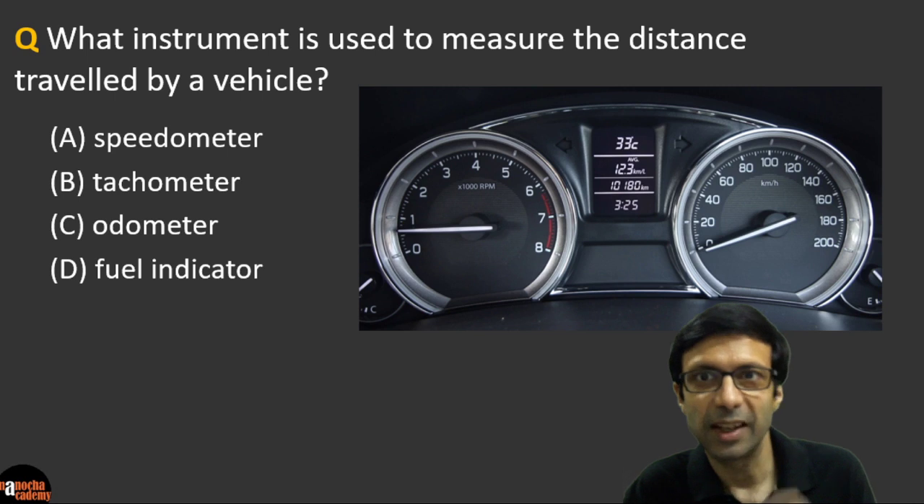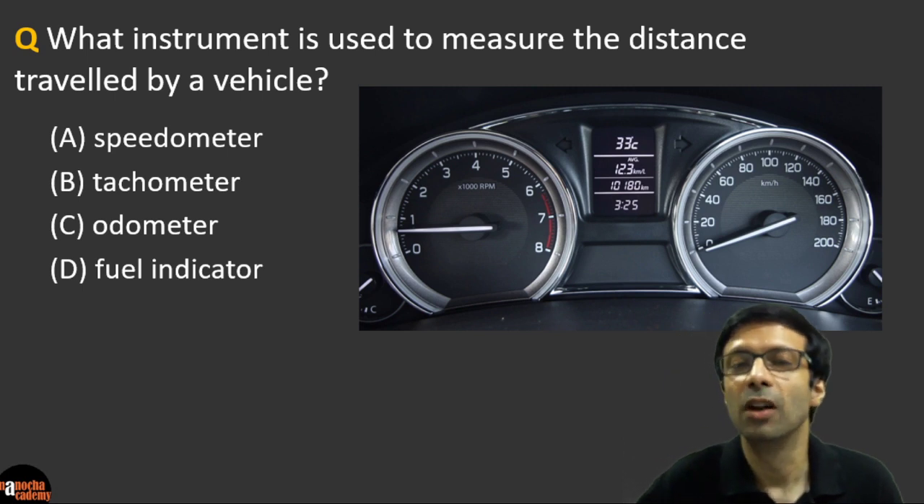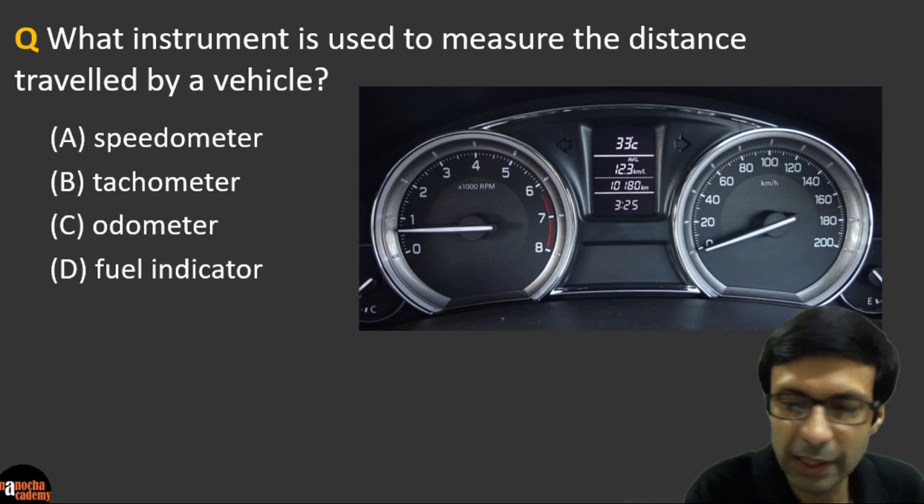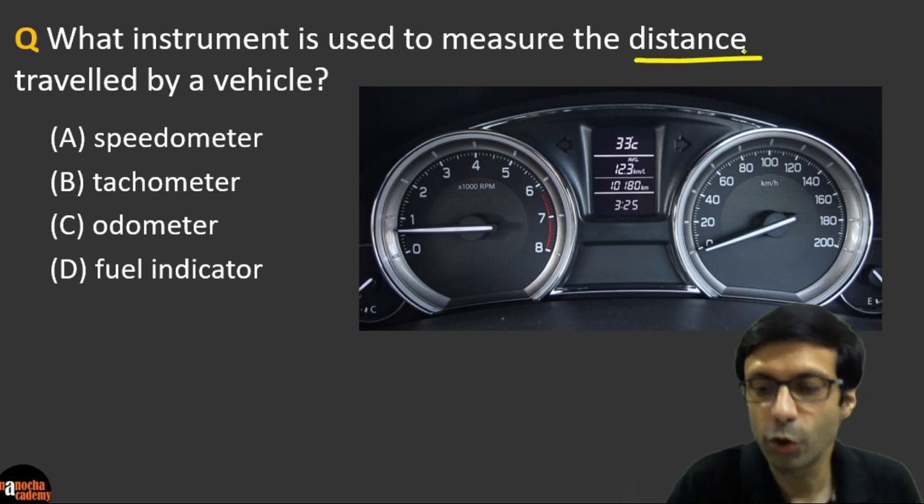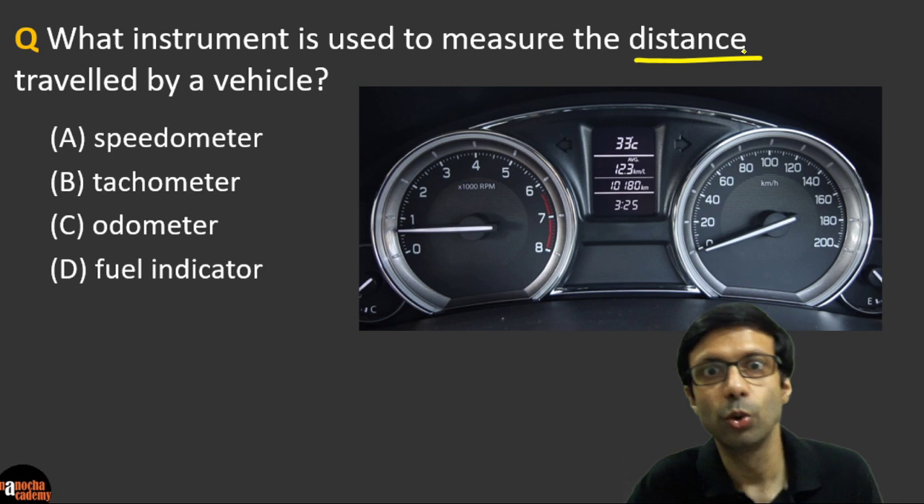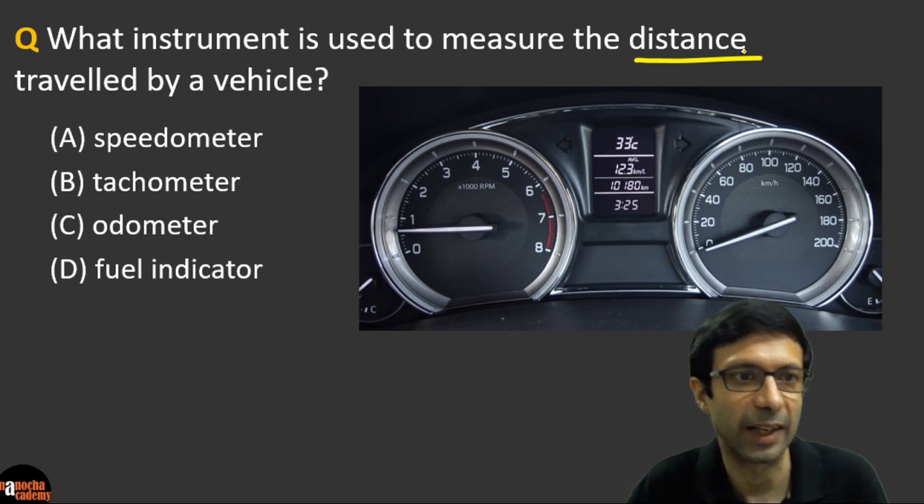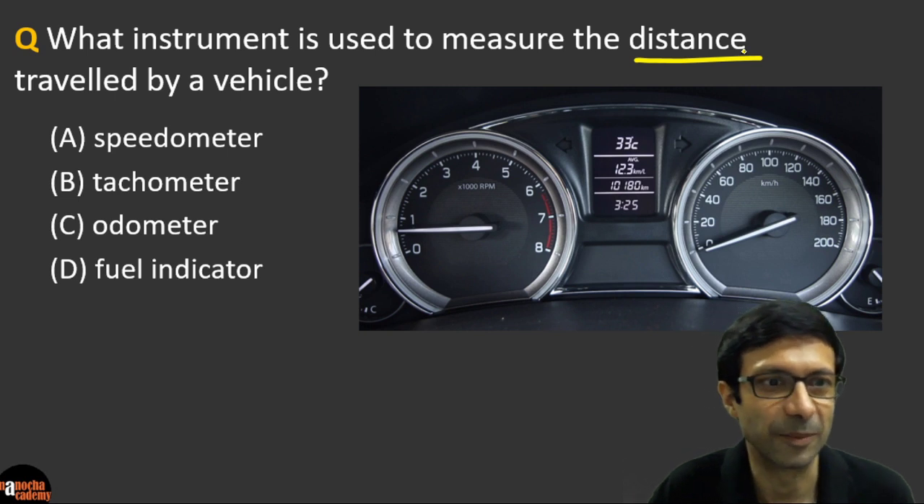What instrument is used to measure the distance traveled by a vehicle? Okay, so imagine guys, you're going in a bus or in a car. How do you measure the distance that you've traveled? So how do you practically measure it? Do you use a speedometer, a tachometer, an odometer, or a fuel indicator? So what do you guys think here?